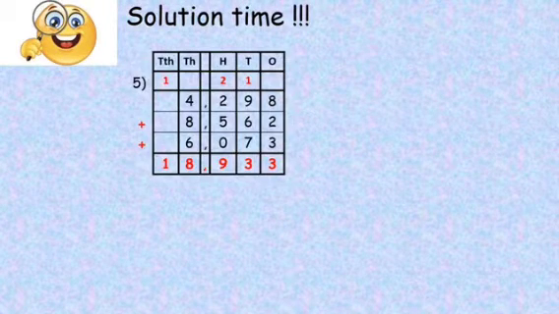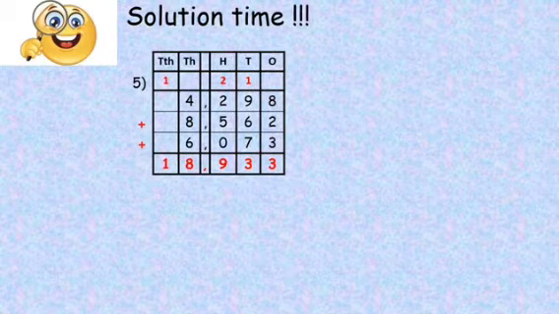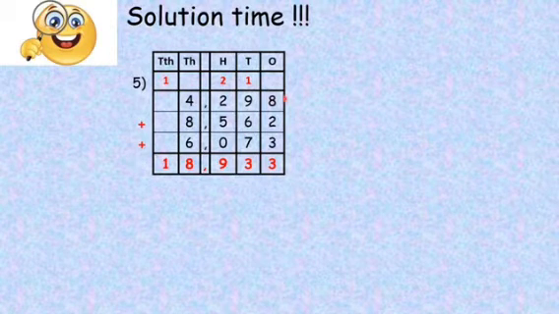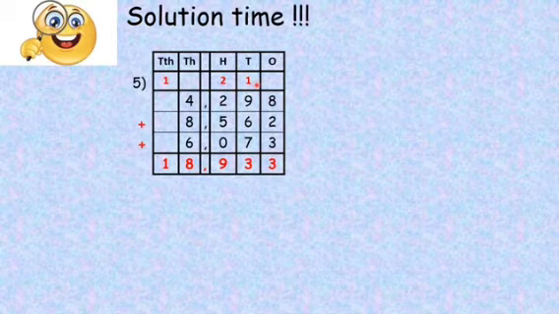Now fifth problem, 4,298 plus 8,562 plus 6,073. Here again 8 plus 2 is 10, 10 plus 3 is 13, 3 comes down and 1 goes as a carryover to the next place value, that is tens.